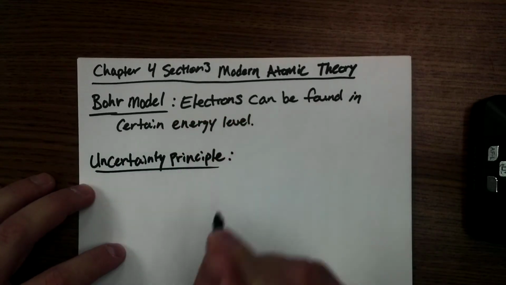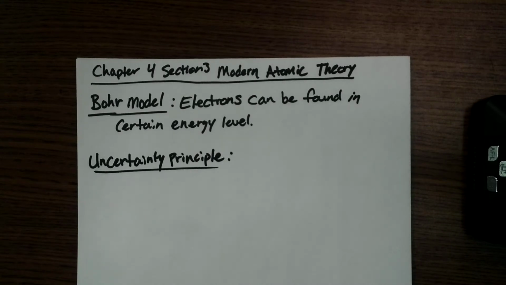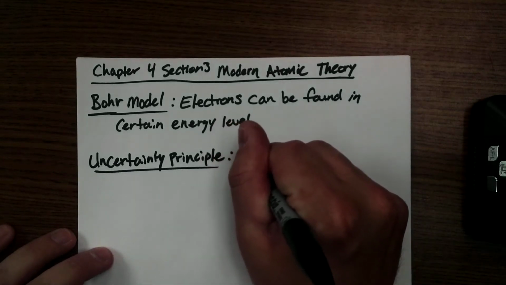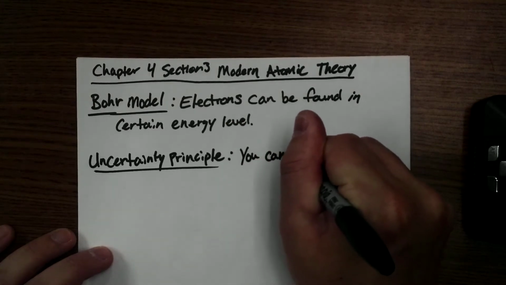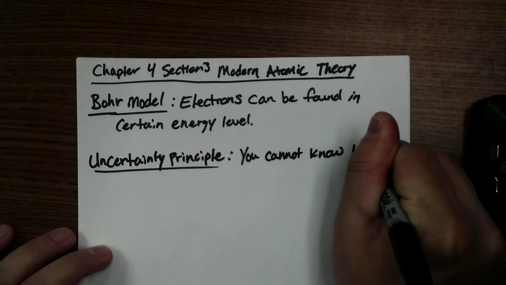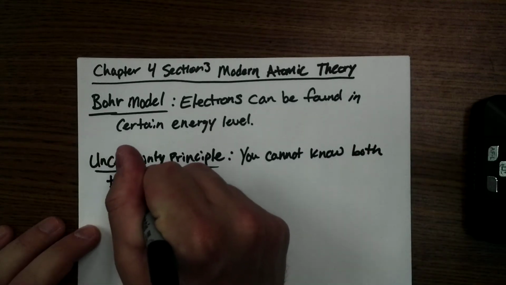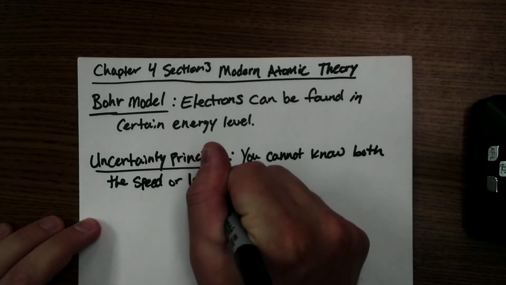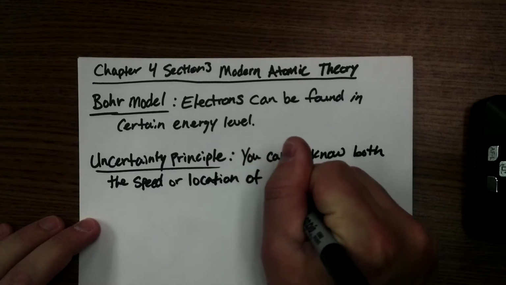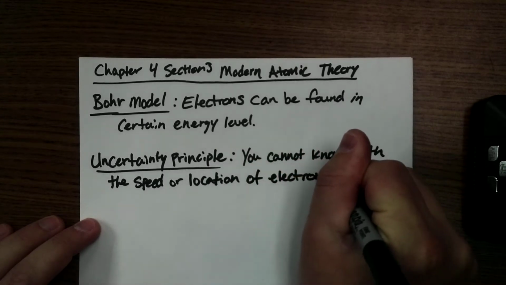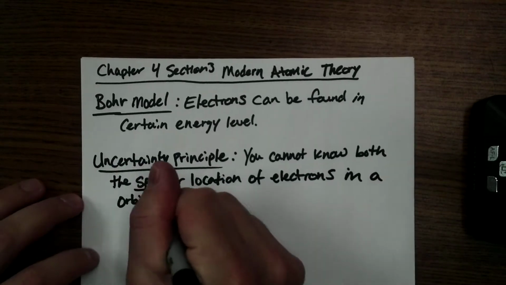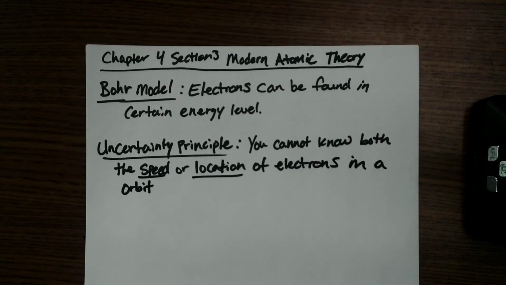The uncertainty principle says that if you know where an electron is, you can't know how fast it's going, and if you know how fast it's going, you can't tell where it is. So this uncertainty principle says you cannot know both the speed and location of electrons in an orbit.